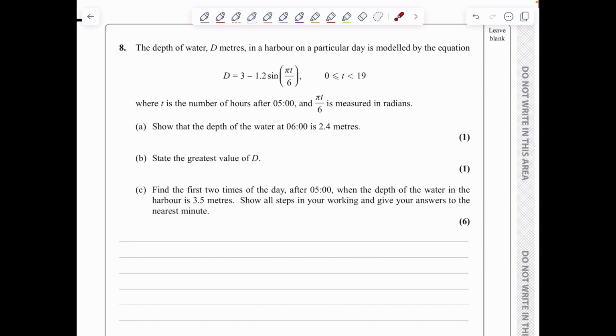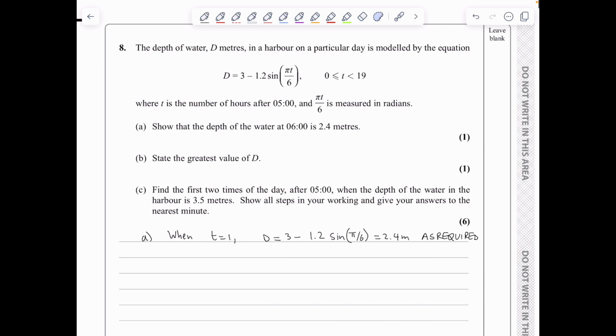In question 8, we've got the depth of water d meters in a harbor on a particular day being modeled by this equation here. t is the number of hours after 5 o'clock in the morning, and the angle is measured in radians. We need to show that the depth of the water at 6 o'clock in the morning is 2.4 meters. Well, since we are measuring from 5 o'clock in the morning, then at 6 o'clock in the morning, t is 1. So when t is equal to 1, d is 3 minus 1.2 sine of pi over 6, which if you plug into the calculator, you get 2.4 meters as required.